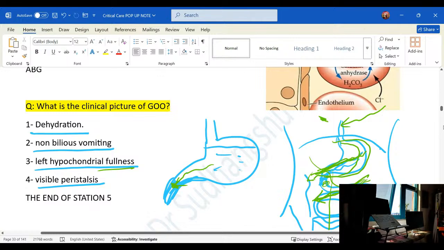Non-bilious vomiting means the content comes directly from the stomach.